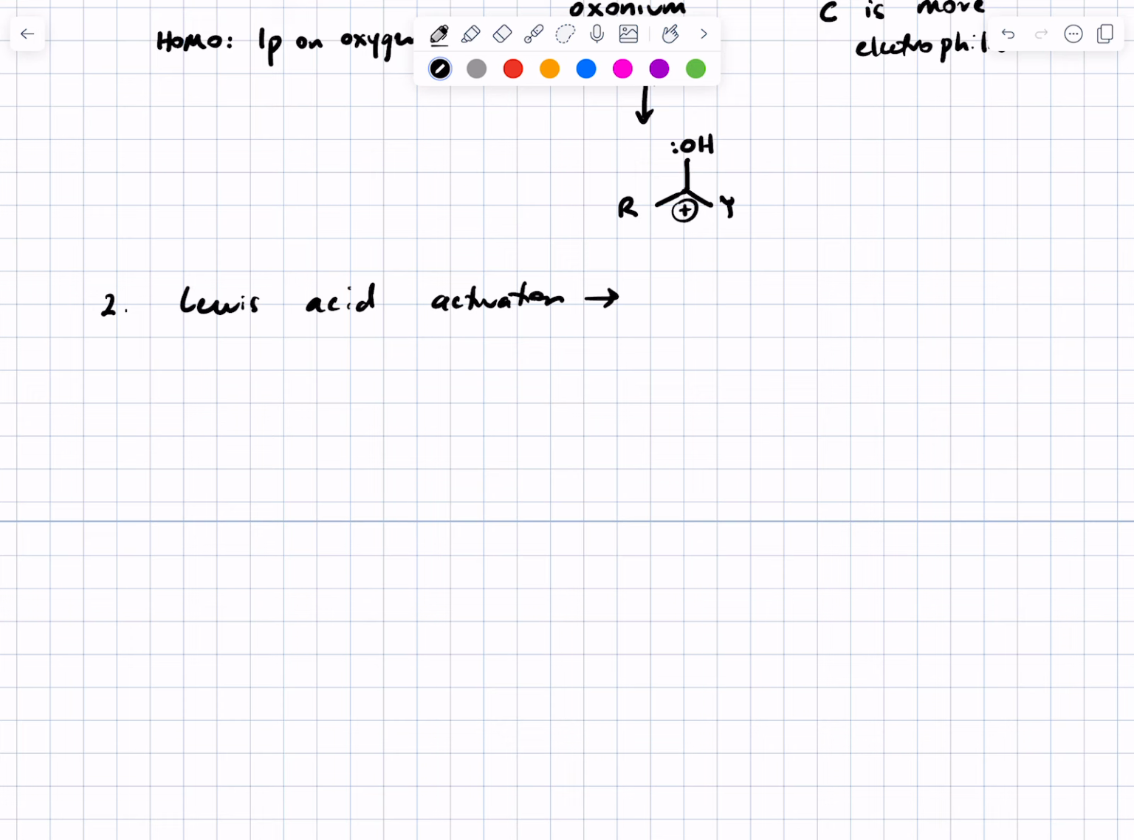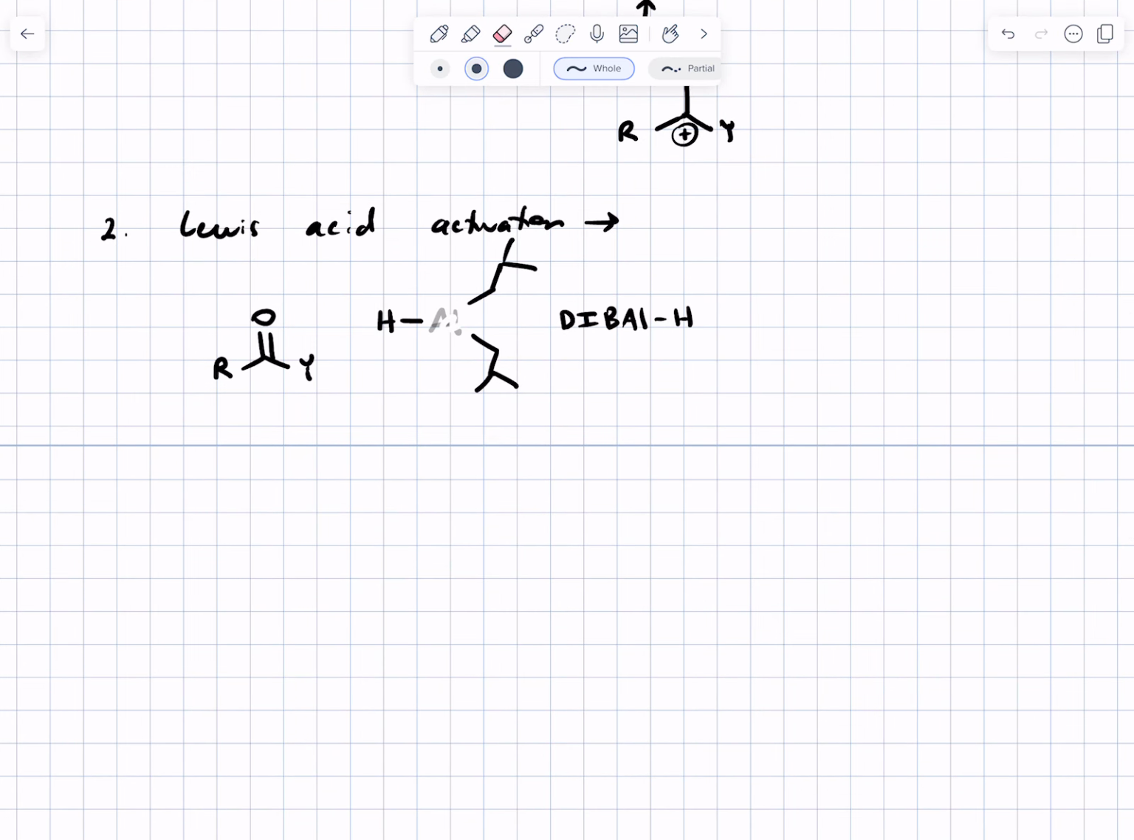I'll give you an example that won't make a lot of sense at this stage, but we're going to come back to it a little bit later today. Here is a reagent called diisobutyl aluminum hydride, sorry, I got a little bit mixed up there, or DIBAL for short. And it's got an empty p orbital on the aluminum.